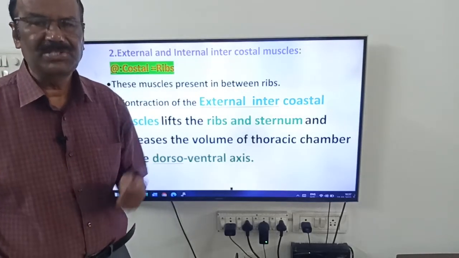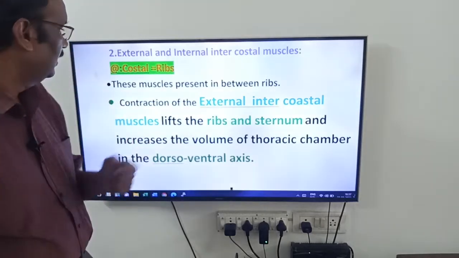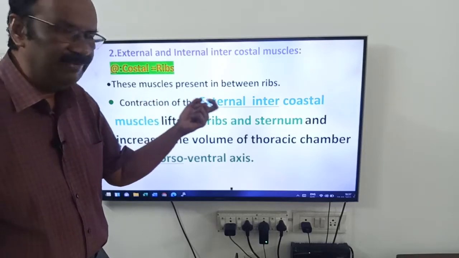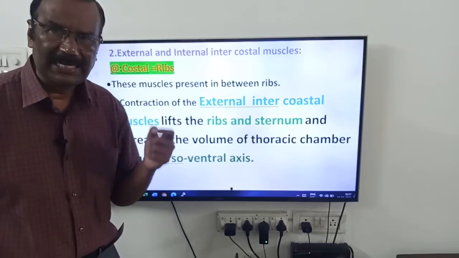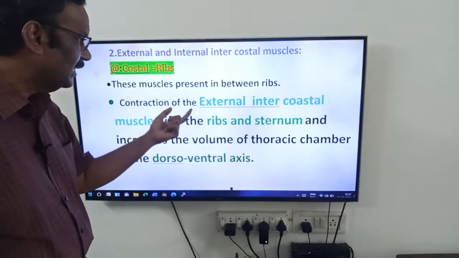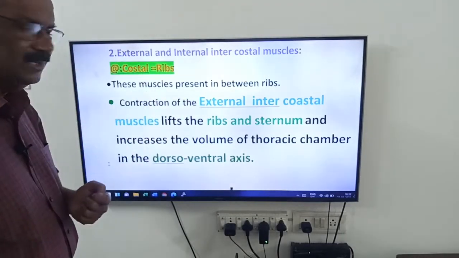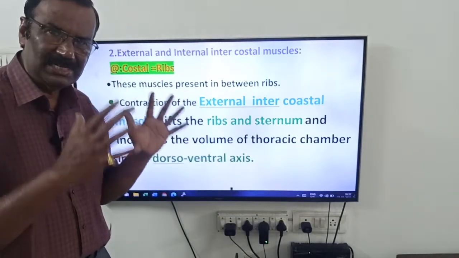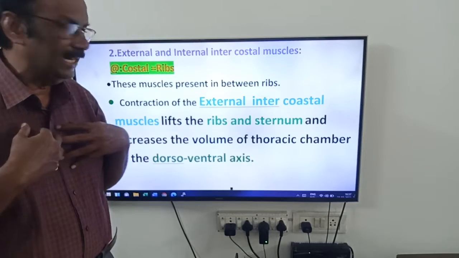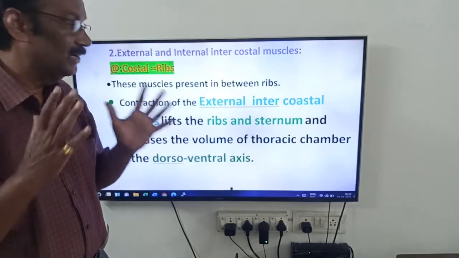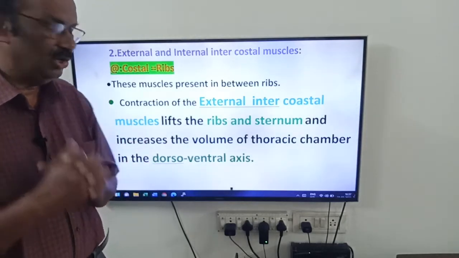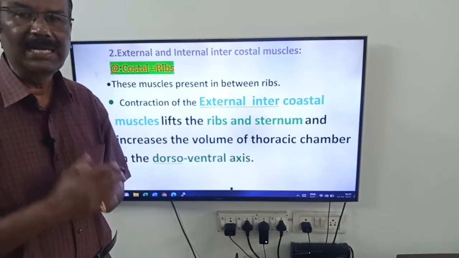This is the second type of muscles which help in breathing. Costal means ribs. These muscles are present in between ribs. What are those muscles? External and internal intercostal muscles. Contraction of the external intercostal muscles lifts the ribs and sternum and increases the volume of the thoracic chamber in the dorsoventral axis.